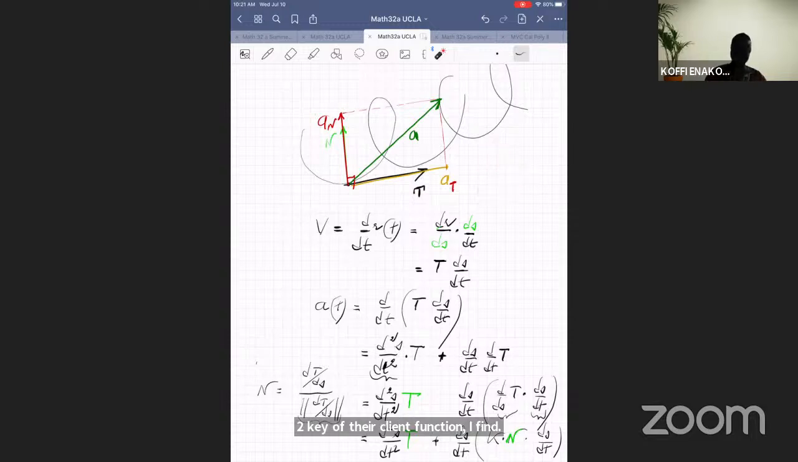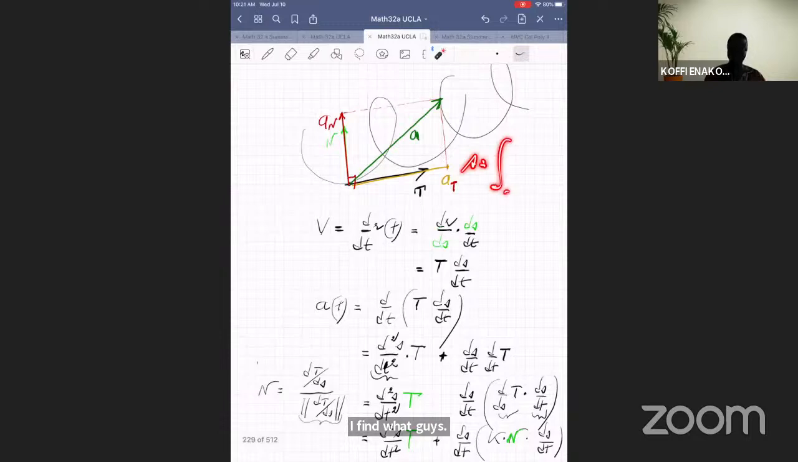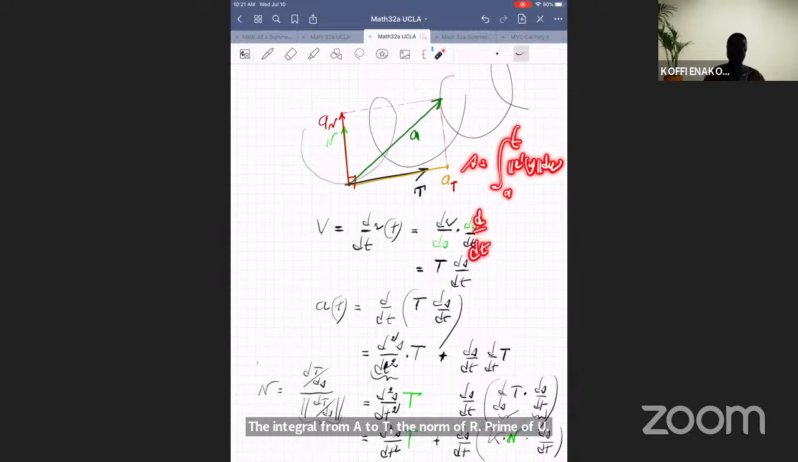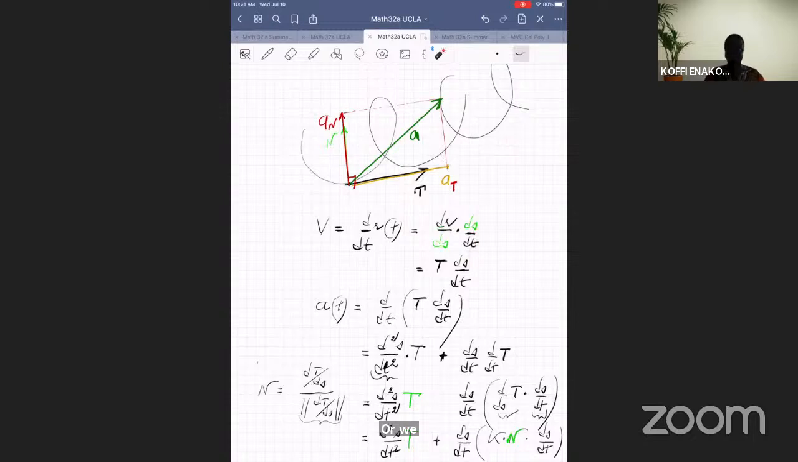Okay, so let me rephrase it like this. The integral from a to t of the norm of r prime of u du. So if you take the derivative with respect to t of s, what do you get? What will be the answer? Yeah, that's exactly, that's the speed, v of t. So this term will be the derivative with respect to t of the speed. Okay, so that's the tangential component of the acceleration.